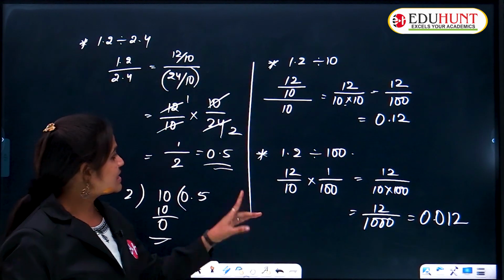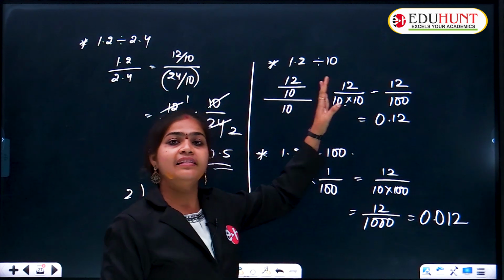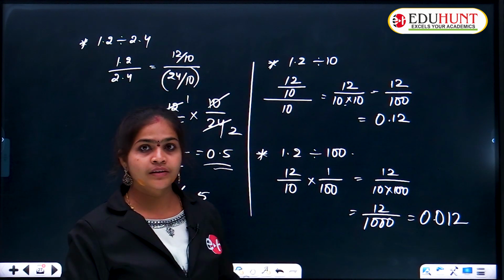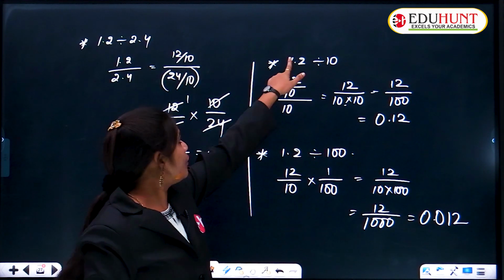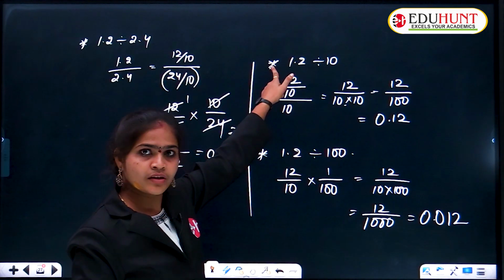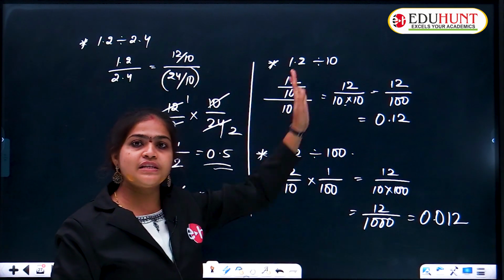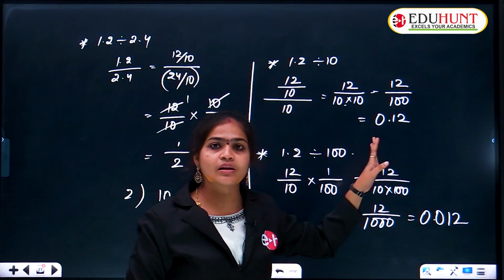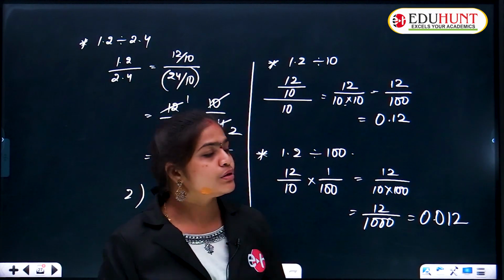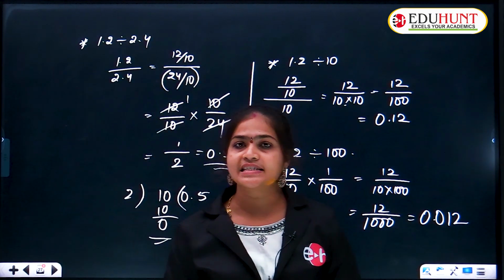Understood, ma? Just observe that here as the number of zeros increases, the point moves from right side to left side. Yes or no, see that? Here the point is there, and for that answer you are getting it before. Right side to left side. That depends on the number of zeros, which depends on 10 or powers of 10. Understood, ma? So this is about the multiplication and division of decimals.